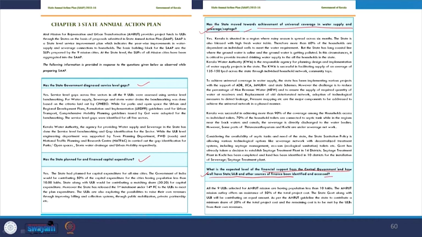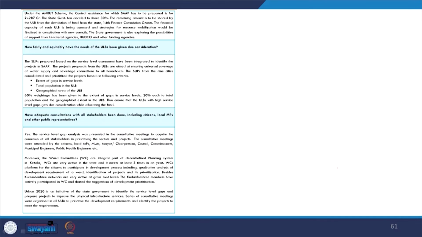Like we had seen, the state and ULBs also share the financial burden. So, this particular aspect ensured that those resources have been identified so the projects could be completed on time. We also see questions like how fairly and equitably have the needs of ULBs been given due consideration. So, how different sectors and geographical areas have been seen among the ULBs.